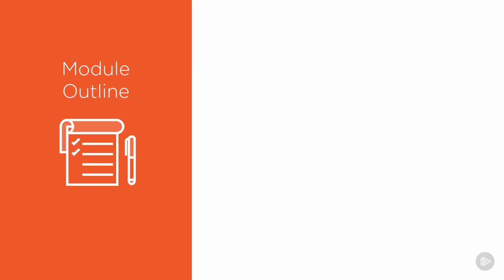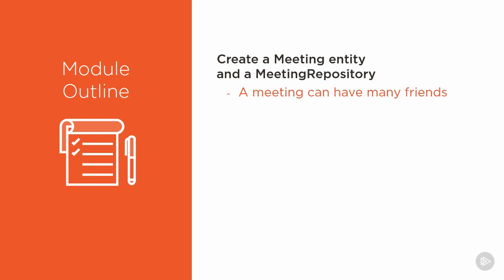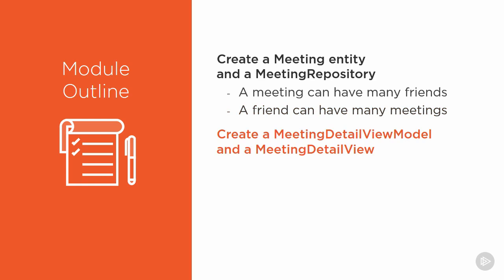The first thing that we need to do is to create a meeting entity and a meeting repository. Creating the meeting entity means that we also need to do a DB migration with Entity Framework Code First. We will define the meeting entity in such a way that a meeting can have many friends and that a friend can have many meetings, so we have a many-to-many relationship. After we have set up the database and the meeting repository, we will create a meeting detail view model and the corresponding meeting detail view.